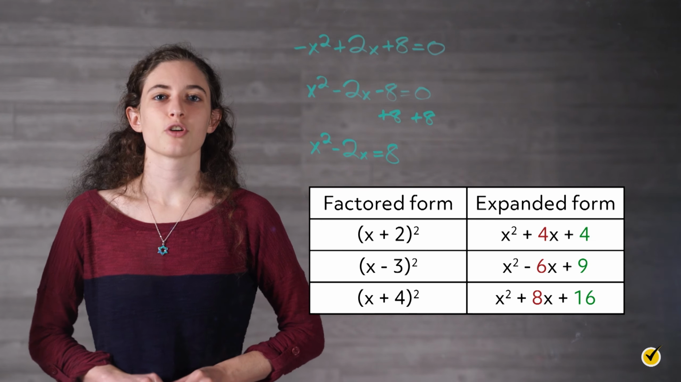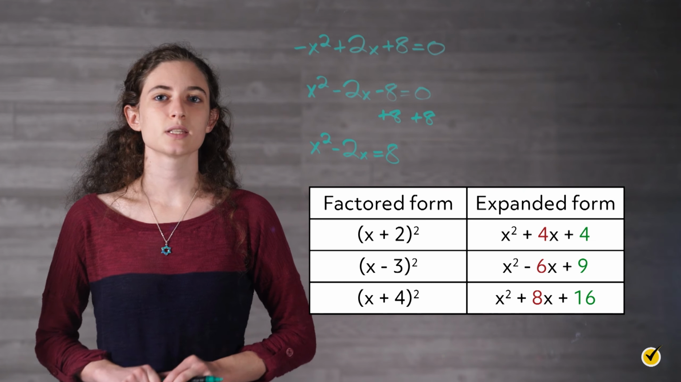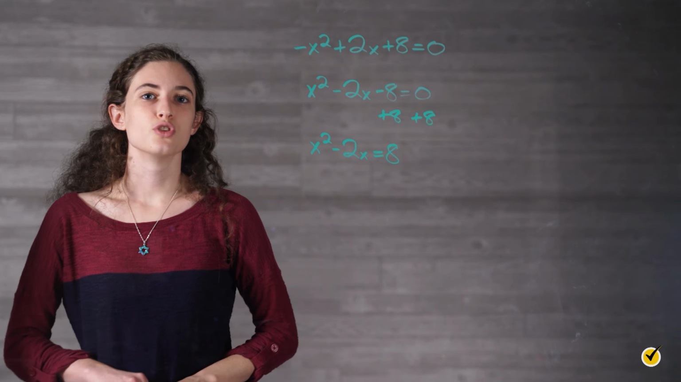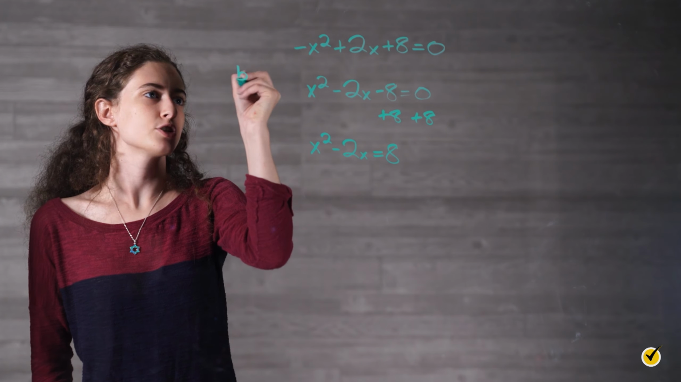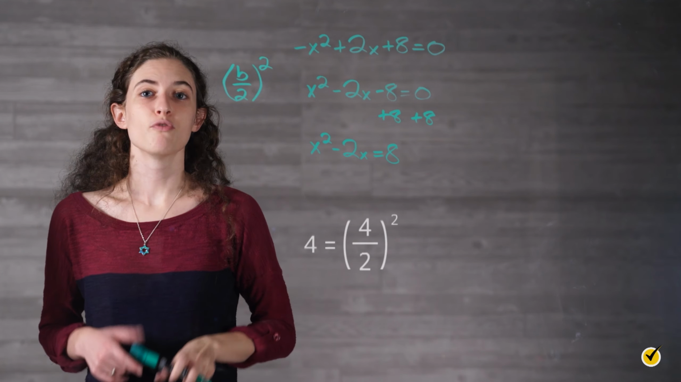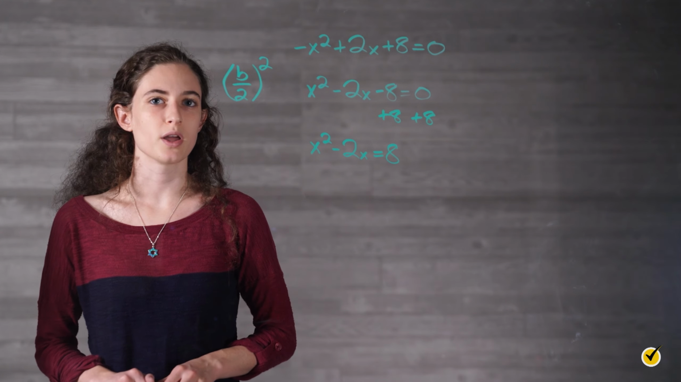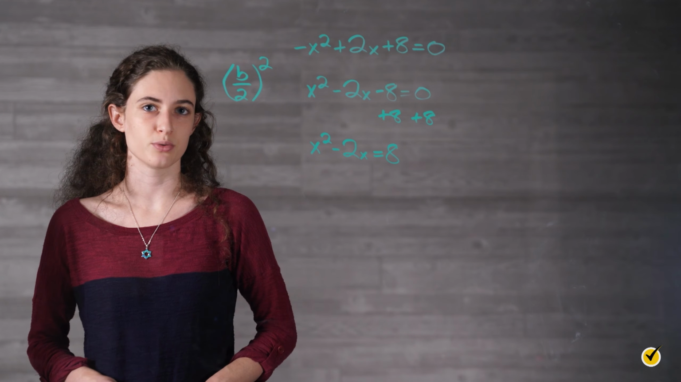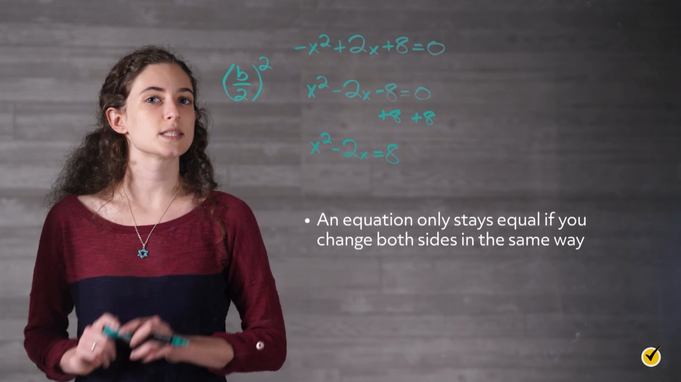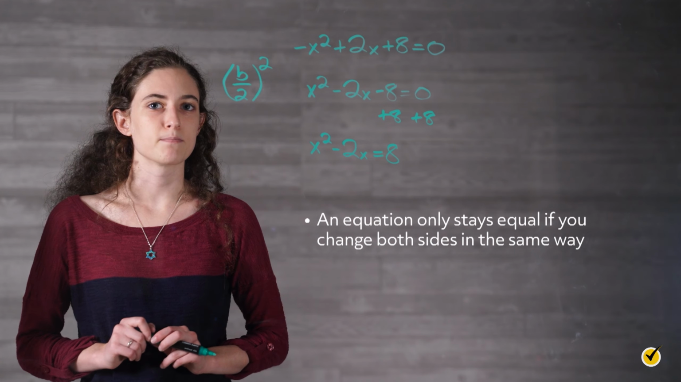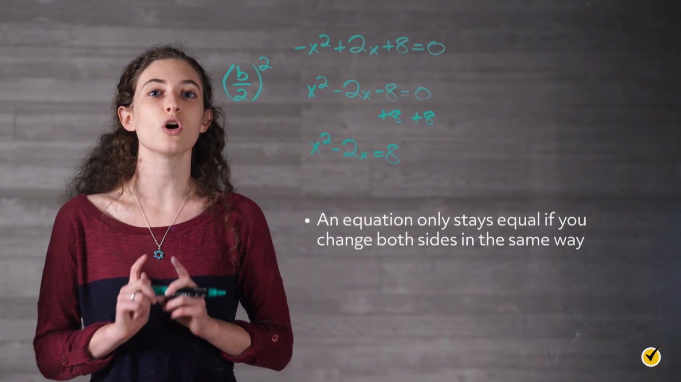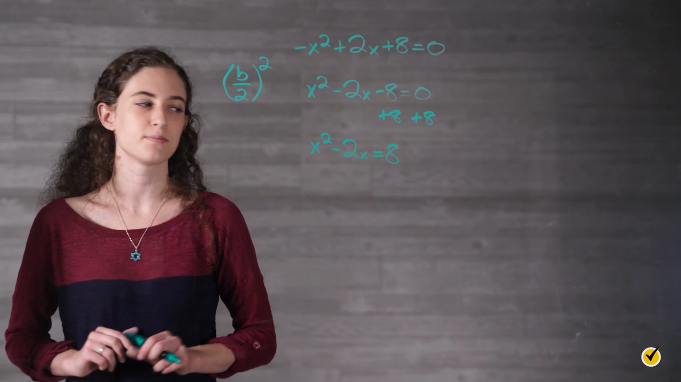To complete the square in our equation, we'll need to add a number to both sides of our equation. In the examples, notice that the number is b over 2 squared. 4 equals 4 over 2 squared, 9 equals negative 6 over 2 squared, and 16 equals 8 over 2 squared. In our equation, we'll add negative 2 over 2 squared, which equals 1, since our b is equal to negative 2. Remember, an equation only stays equal if you change both sides in the same way. So since we're going to add 1 to our left side, we also need to be sure to add 1 to the right side.